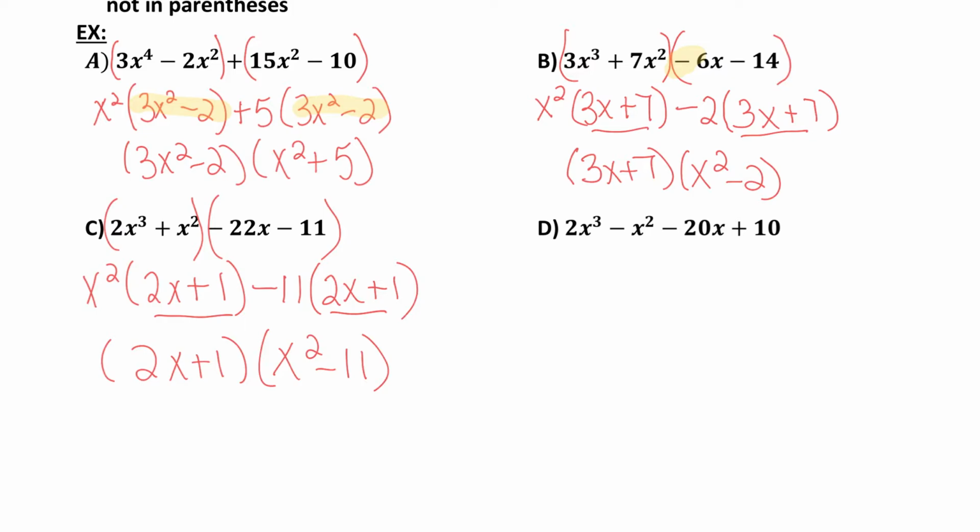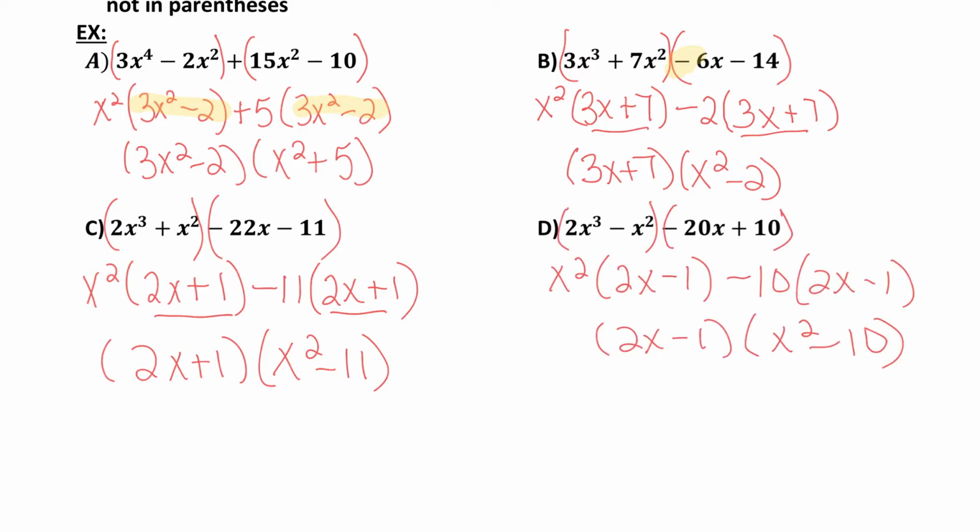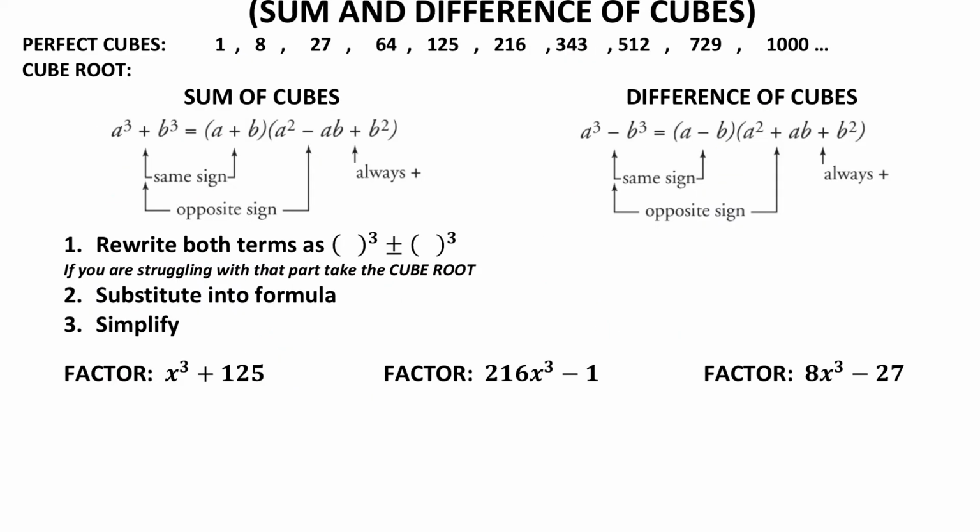Okay, go ahead and pause the video and do this last example on your own. When you're ready to check your answer, go ahead and start back. All right, for this last example, you should have gotten 2x minus 1 times x squared minus 10. So check your work, and let's move on to the next section.